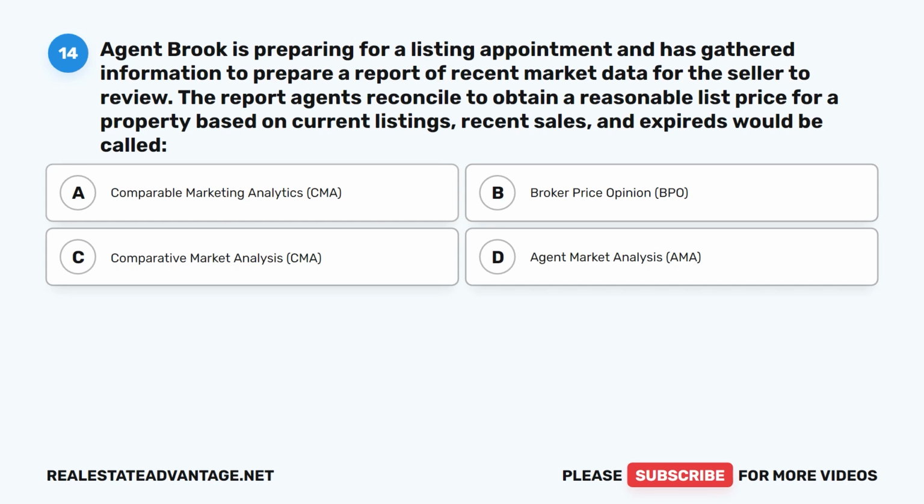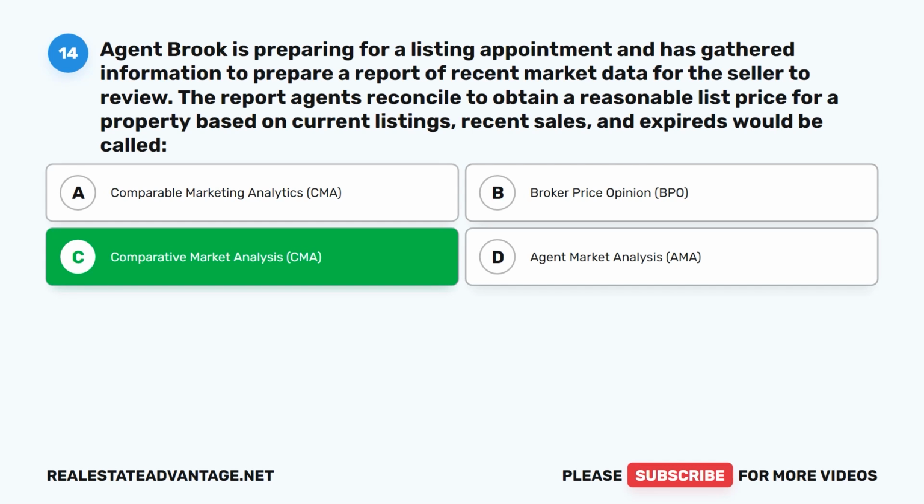Question 14. Agent Brooke is preparing for a listing appointment and has gathered information to prepare a report of recent market data for the seller to review. The report agents reconcile to obtain a reasonable list price for a property based on current listings, recent sales, and expireds would be called A. Comparable Marketing Analytics, CMA. B. Broker Price Opinion, BPO. C. Comparative Market Analysis, CMA. D. Agent Market Analysis, AMA.